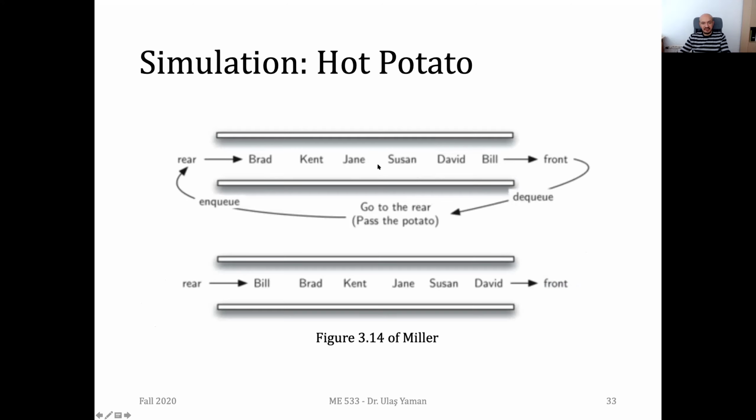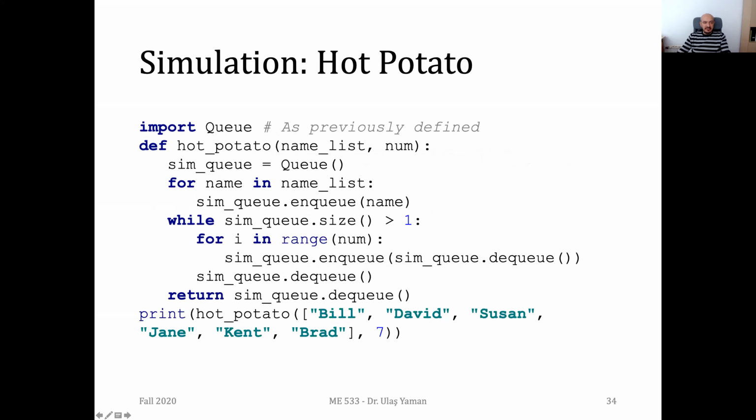This is another illustration. So you can have a linear representation instead of a circular one. So Bill is at the front right now. Obviously, we will remove it and then put it at the back. So this is how we do the simulation.